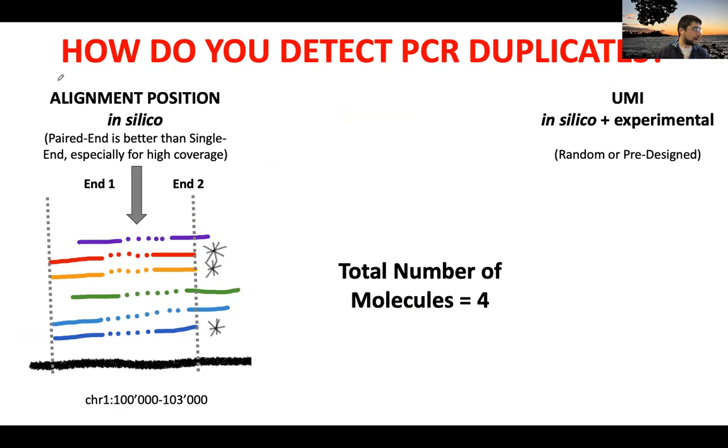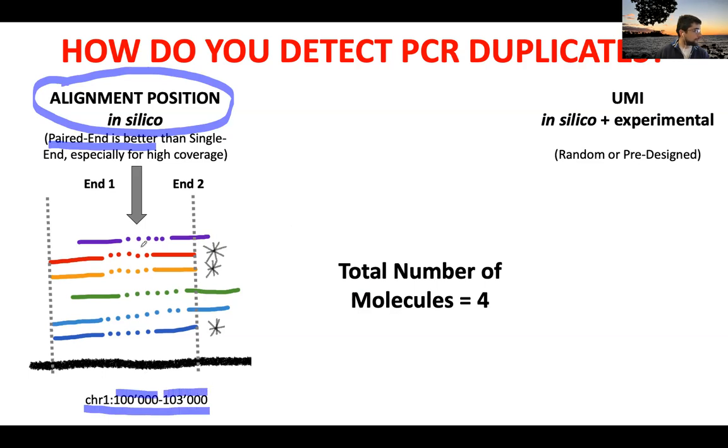One is UMI independent, and you see it here on the left, and this is an in silico, a computational approach. This is much better whenever you're doing paired end sequencing, because you have the information of both ends. This is a very rudimentary genome browser example. On the bottom, you have the position in the genome: chromosome 1, and positions 100,000 to 103,000, whatever. And these colored bars are the reads.